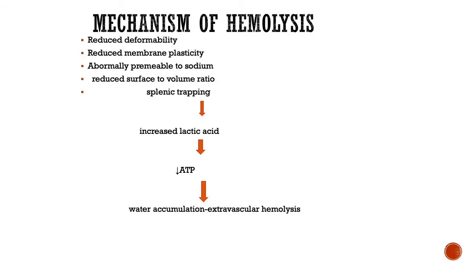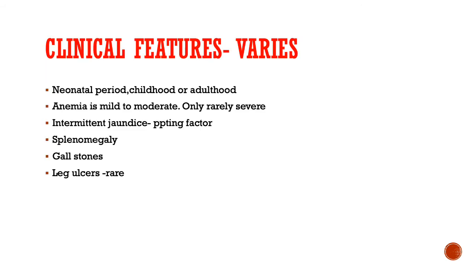So, mechanisms of hemolysis: these RBCs, the spherocytes, are less deformable. There is reduced deformability leading to reduced membrane plasticity, and these are abnormally permeable to sodium, leading to reduced surface to volume ratio, which I already mentioned. That leads to splenic trapping, and this leads to RBC destruction. So there is increased lactic acid production from the increased destruction. There is decreased ATP generation, and this also leads to water accumulation, leading to extravascular hemolysis.